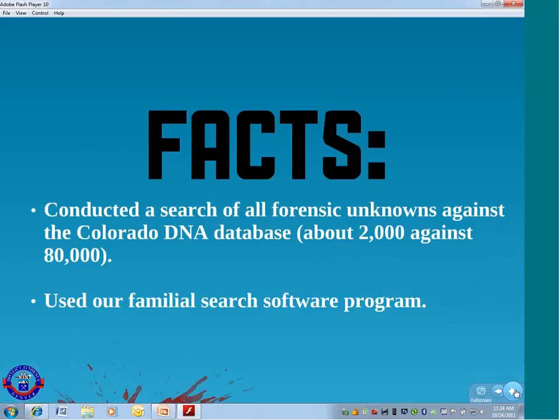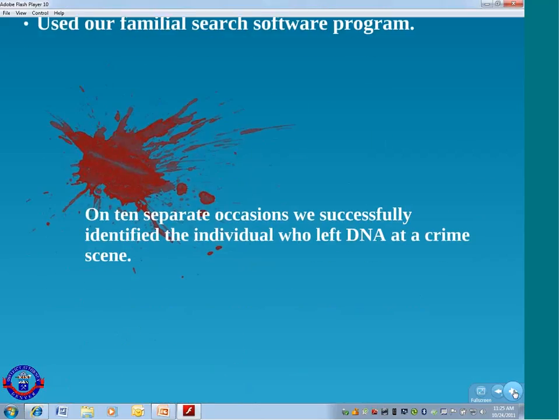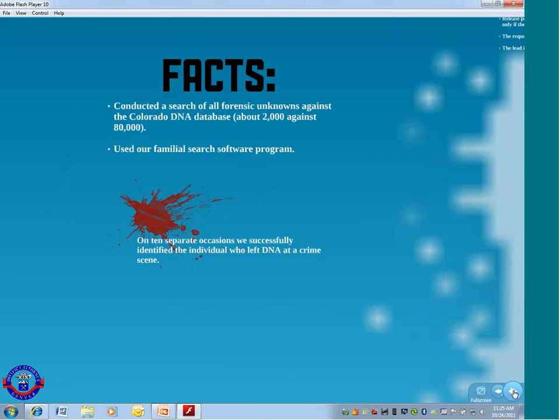So far in our research project, we have run one familial search, all our forensic unknowns, which was about 2,000, against our 80,000 person profile database. And we used our own software to do that. On 10 separate occasions we have successfully identified the individual who left the DNA at the crime scene. We have run a second familial search with all the forensic unknowns against our database, which has almost doubled in size, and we are running the Y-STRs on those cases to see where we are. So we're in the middle of our second run on this.